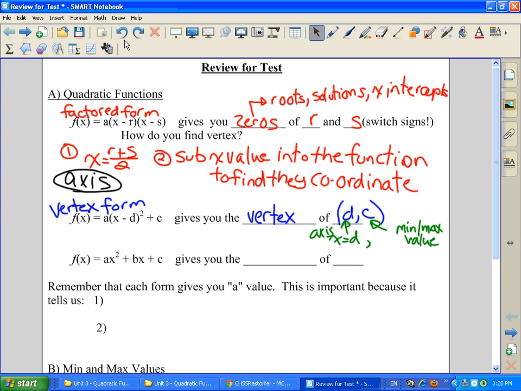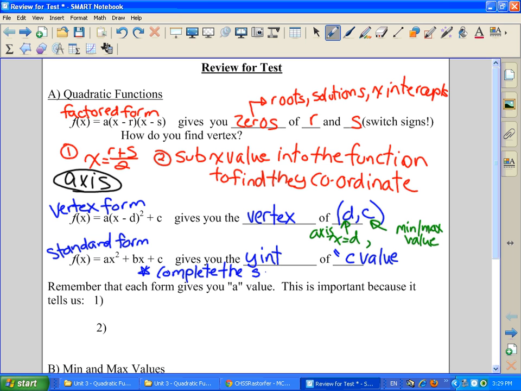All right, and the last one, ladies and gentlemen, is when you're given standard form. Standard form is the hardest one to get the vertex from because it gives you the y-intercept, and the y-intercept is the c value. How do you find the vertex here? Just remember, you need to complete the square to get the vertex.